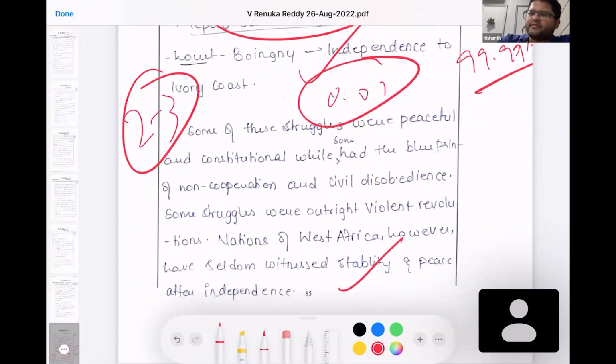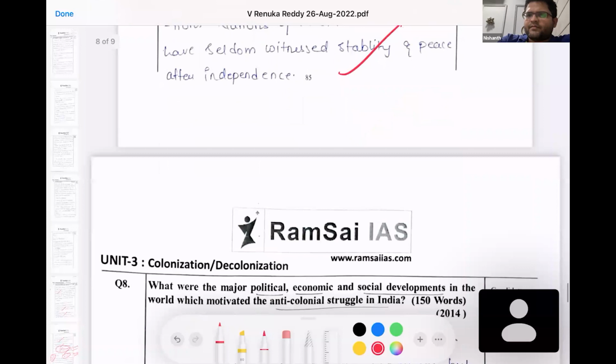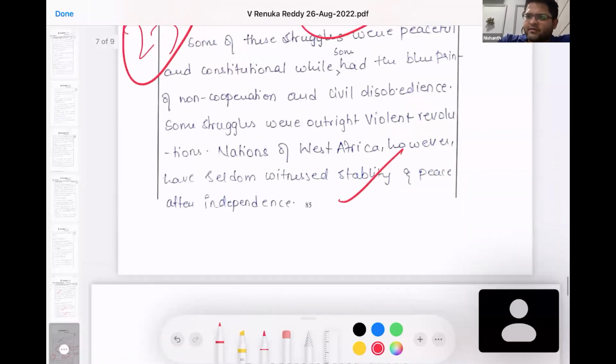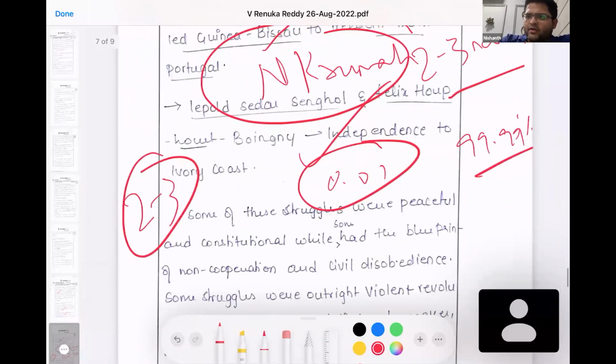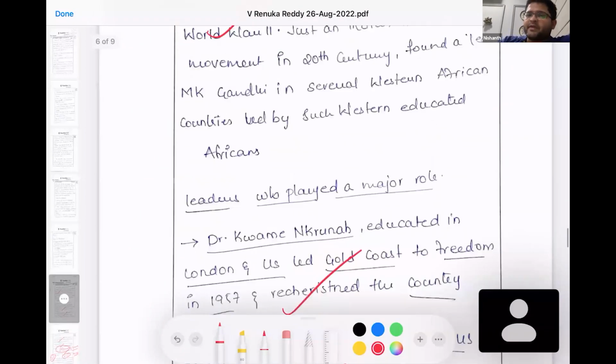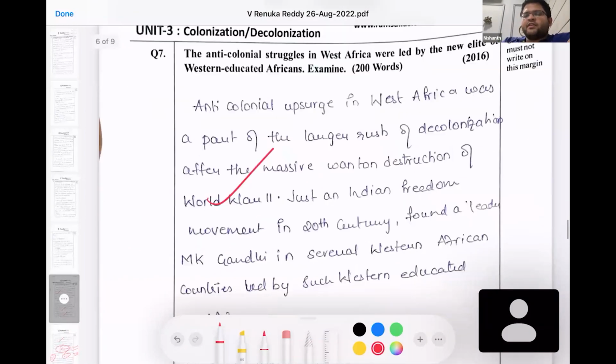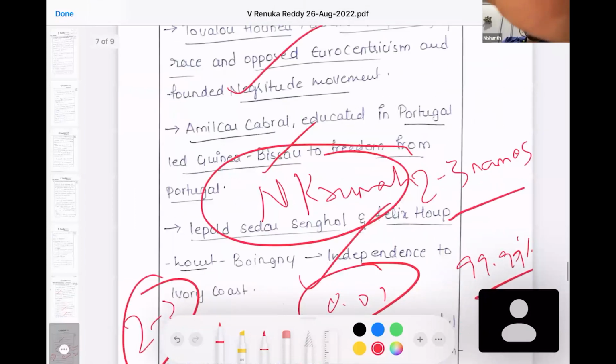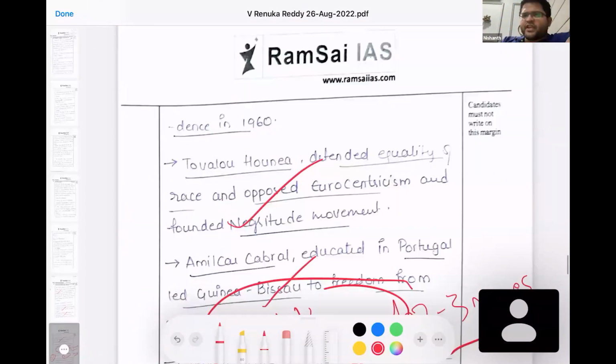Yes, means and ways, good. Okay, good answer. But ideally this answer you have to reproduce in the examination hall. But then it is very difficult. So concentrate on any 2 to 3 names of Western Africa.